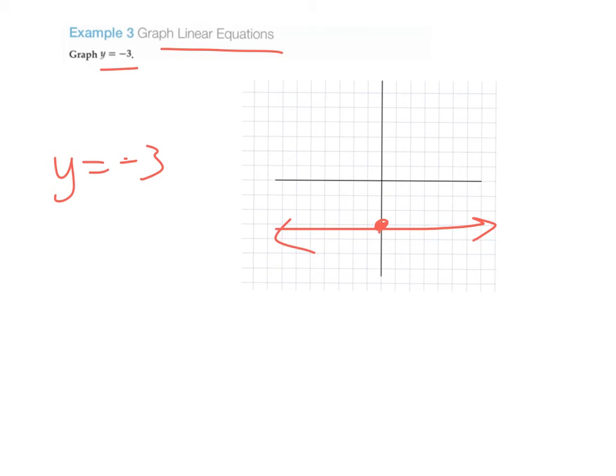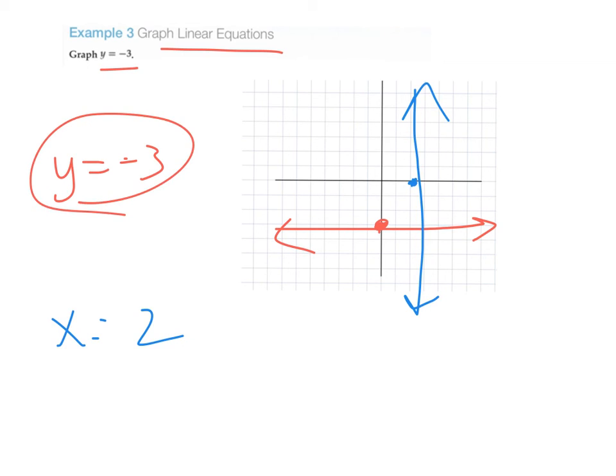A what-if question is, what if we had x equals 2? In blue, if we were to go to the 2 line and put a dot right there, this would be a vertical line. So we have a horizontal line for the red, and we have a vertical line for the blue.